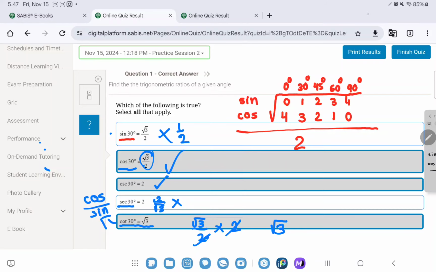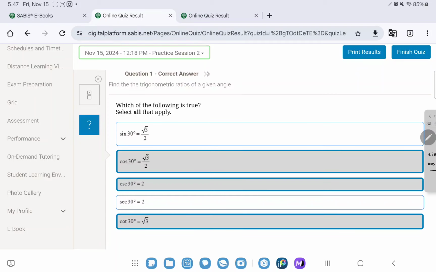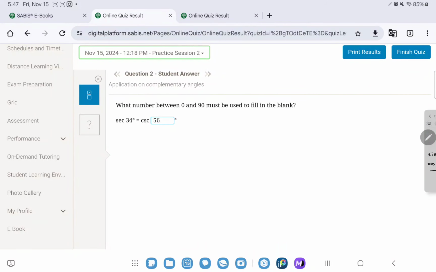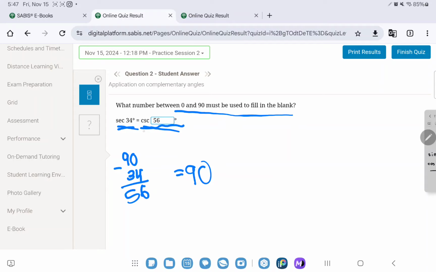Now let's move on. What number between 0 and 90 must fill in the blank? Secant of 34 equals cosecant of blank. We know secant and cosecant are complements, so the two angles must add up to 90. To find the blank, you do 90 minus 34. You're gonna get 56. That's it.